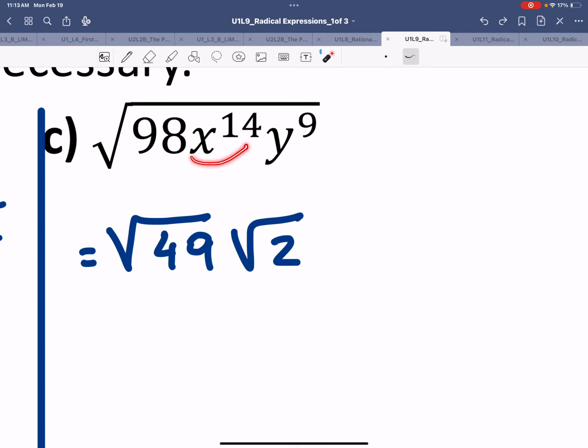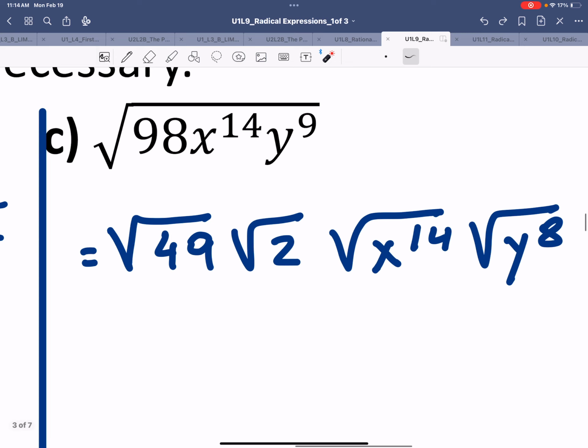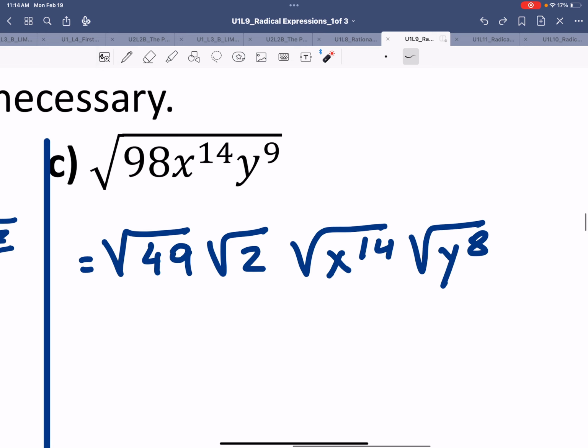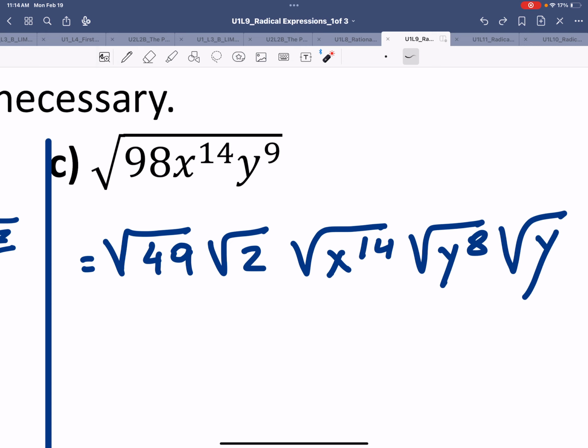And then x to the 14. Since the 14 is already an even power, you leave it as root of x to the 14. But y to the 9 is an odd power, so we'll split it into y to the 8 and y to the power of 1. So let's simplify now. Square root of 49 is 7, root 2.